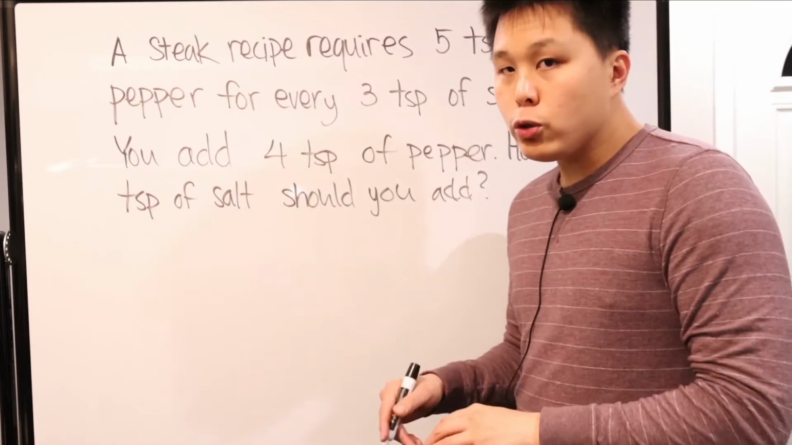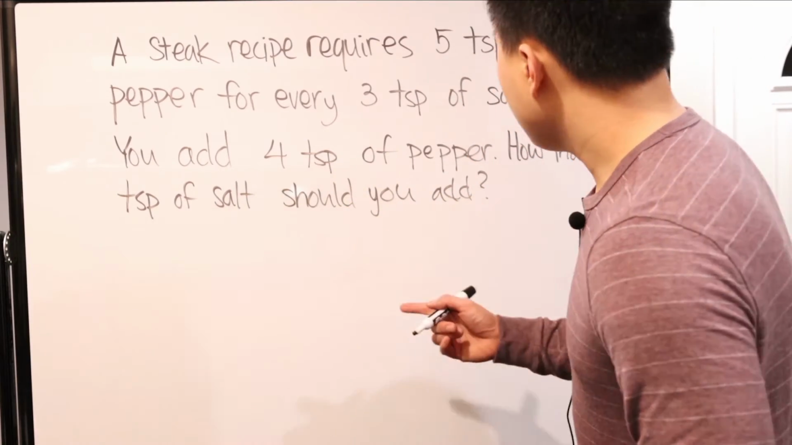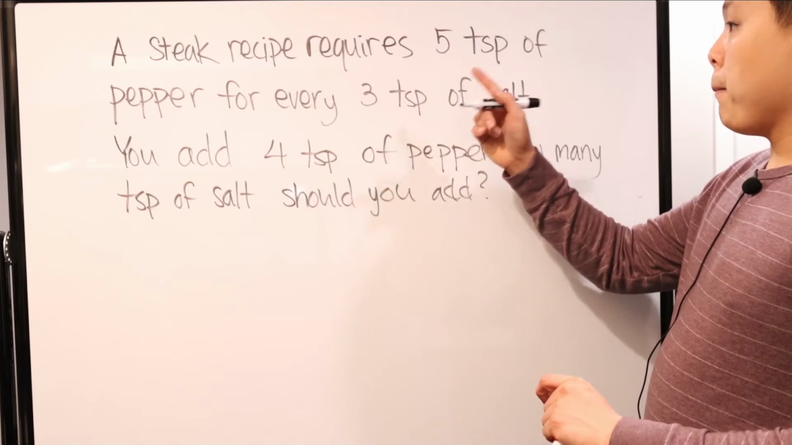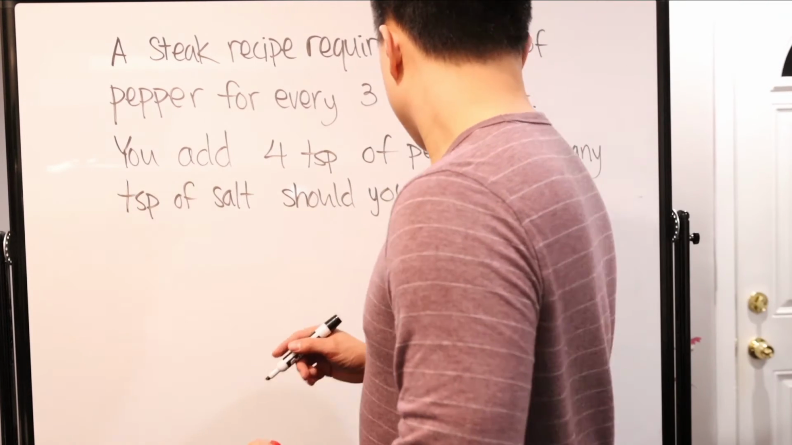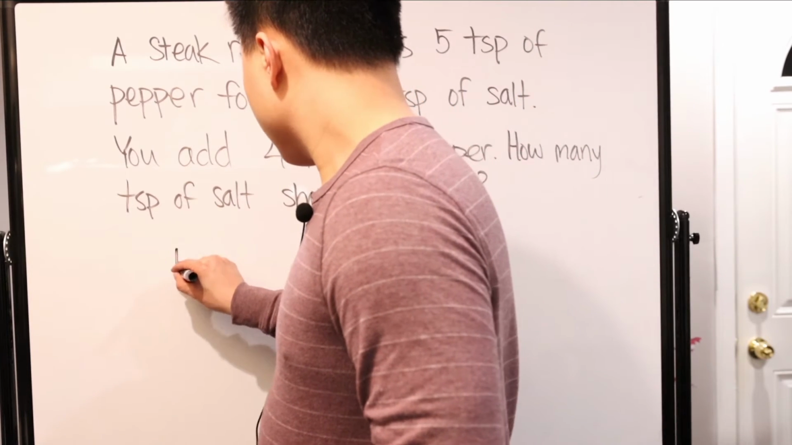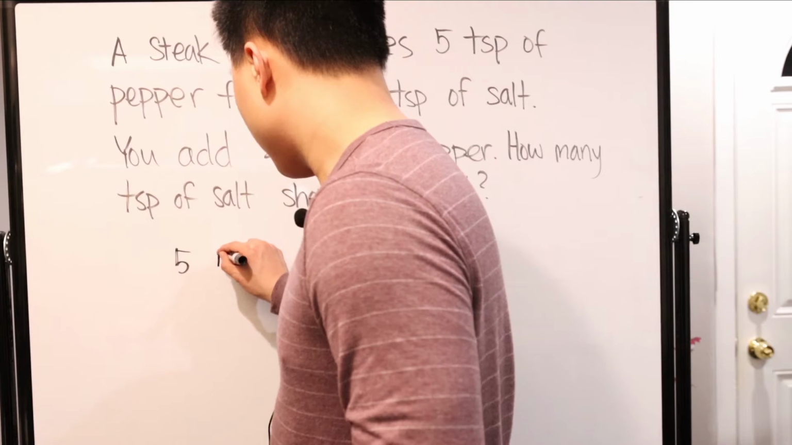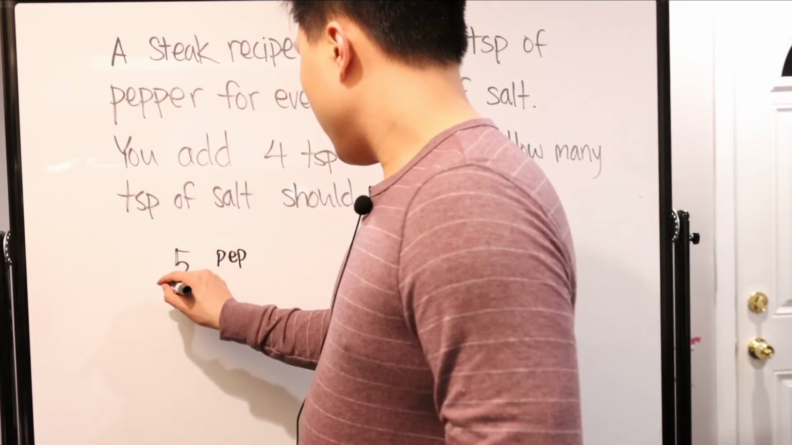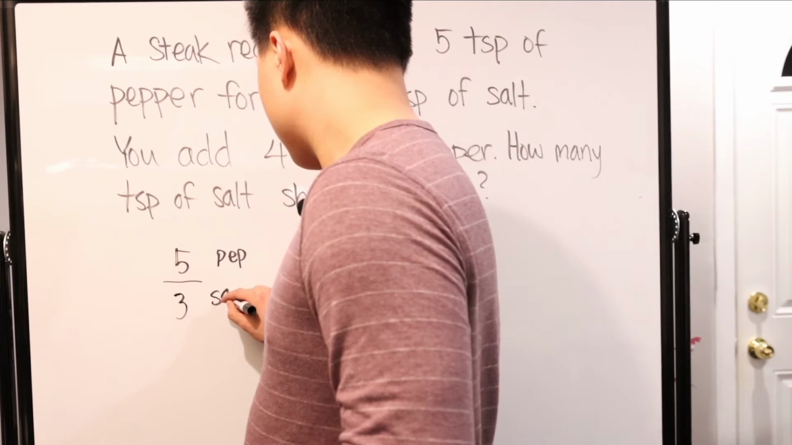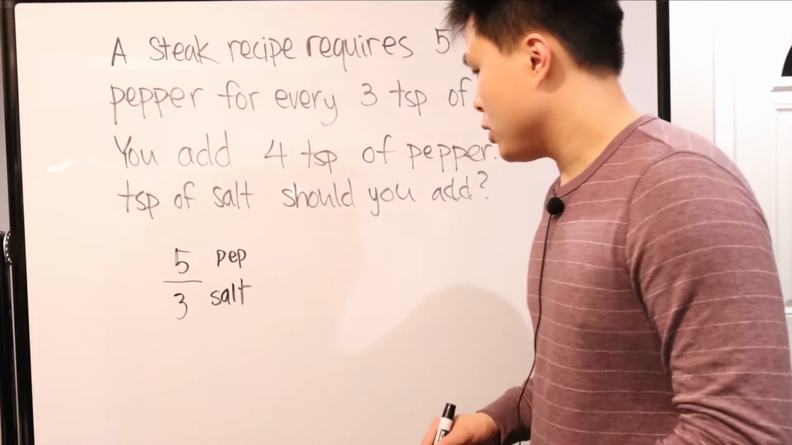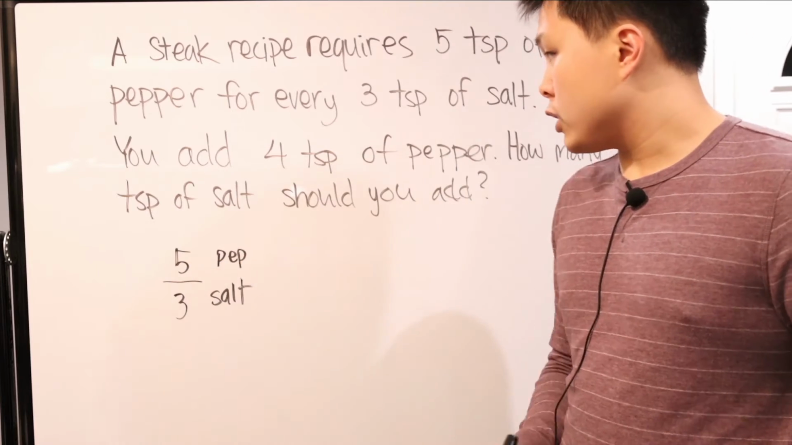Now, when you use the cross multiplication method, the proportion method, right? What we're talking about is teaspoons of pepper in relation to teaspoons of salt. Well, let's just say we have 5, and they're all teaspoons, so I'll just say pepper right here, right? Pep, and on the bottom we're gonna have 3. And we're just gonna say salt. I'm gonna spell it all the way. Don't be too lazy, right? So for 5 teaspoons of pepper, we need 3 teaspoons of salt.